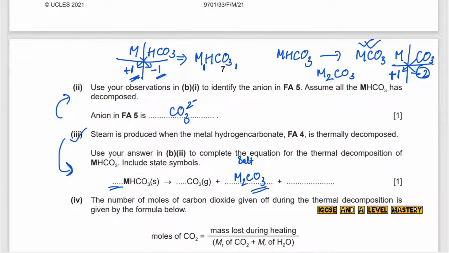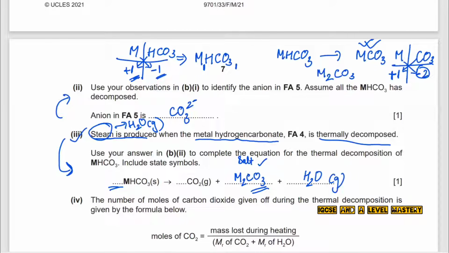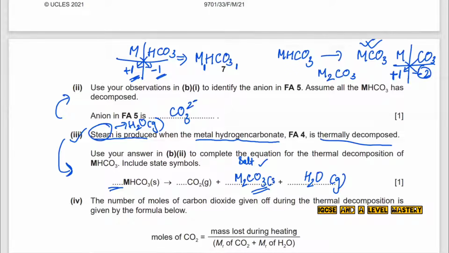Now, trying to complete the third question, they are asking us to write an equation for the thermal decomposition. It is clearly said that steam is produced when metal hydrogen carbonate is thermally decomposed. So the salt is already known, right? What do you mean by steam? Steam is nothing but water in gaseous state. So the other product would be water, and that too in gaseous state. The salt will usually be in solid state because carbonate salts are insoluble in water.